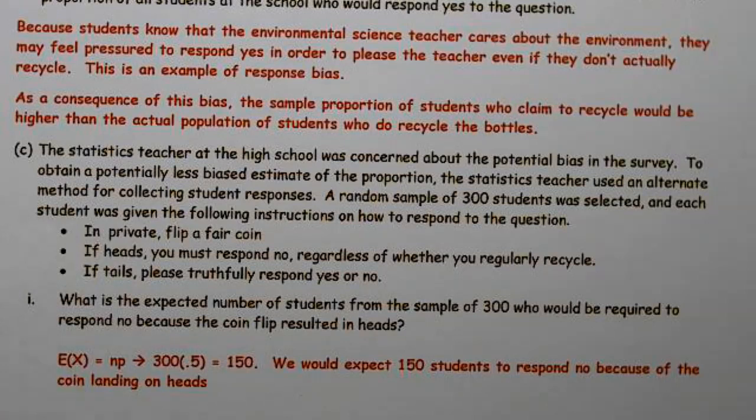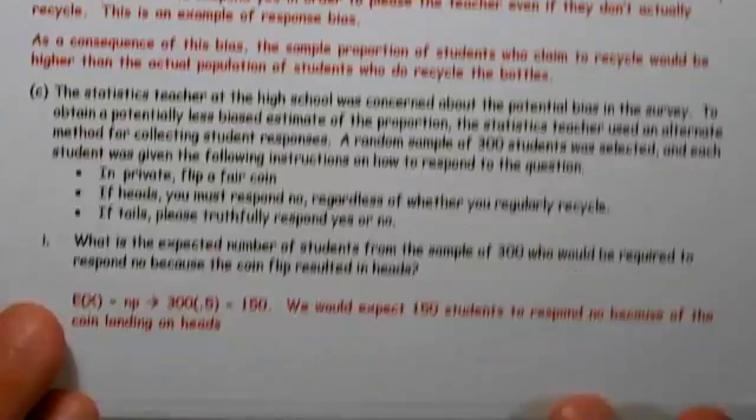So what is the expected number of students from the sample of 300 who would be required to respond no because of the coin flip? So basically, I have 300 people flipping a coin, and I expect it to be heads 50% of the time. So 300 times 0.5 is 150. So I would expect there to be 150 heads. So consequently, I would expect 150 students to respond no just because of the coin landing on heads, not for any other reason, not because they recycle or don't recycle. They're just saying no because it lands on heads. All right.